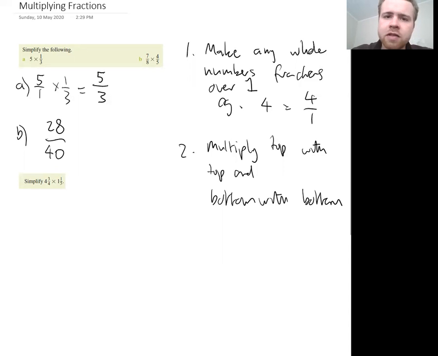Okay, now you could write out these factors. So you could have for 28, 1, 2, 3, 4, 7, 14, 28, or for 40, you could have 1, 2, 4, 5, 8, 10, 20, 40. And the highest common factor of these two is going to be 4. So I can divide the top and bottom by 4 as such. And I'll get my answer here, 7 over 10.